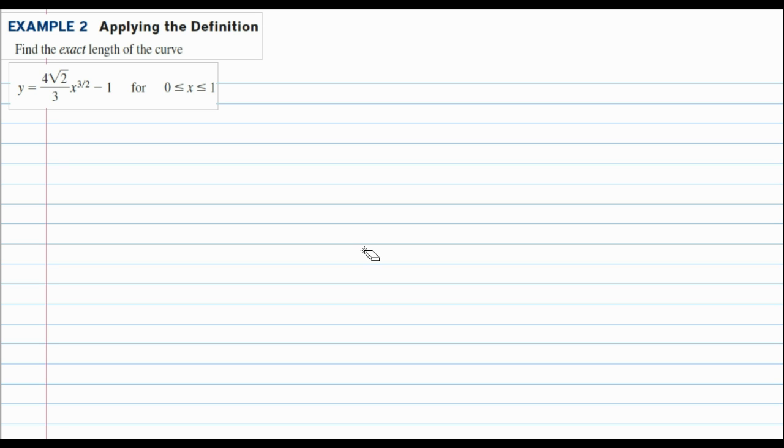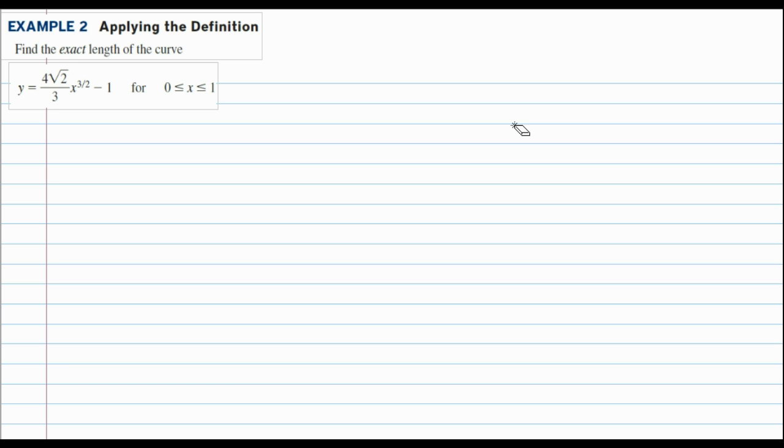Now x to the 3 halves is a power function whose exponent is greater than 1, so I can already tell you that the right side of the equation is going to look, well, let's see, shift down 1. It's going to look like that. And we're stretching from 0 to 1, so I know the length is going to be greater than 1. So that'll help me determine if my answer is correct.